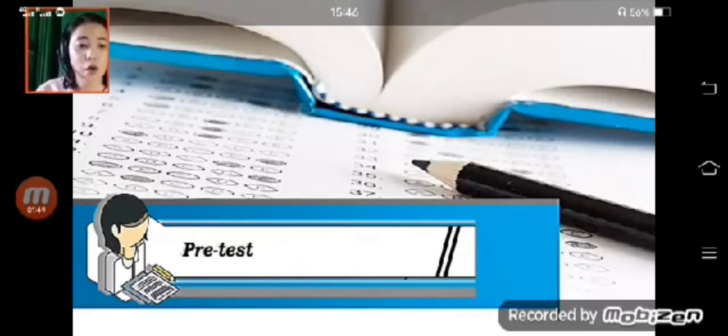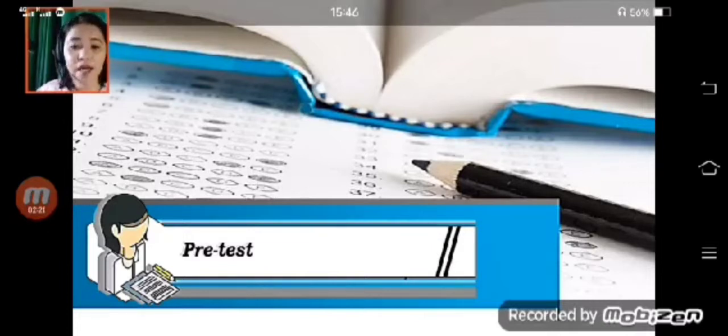So, you're going to identify the viewing materials being described in each sentence. Circle the letter of the correct answer. So, please get your module 4 or week 4 and answer the pretest. We have here 5 questions to be answered.